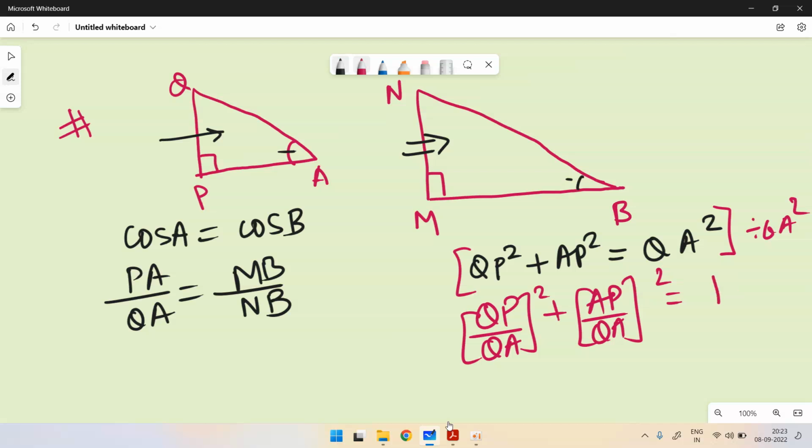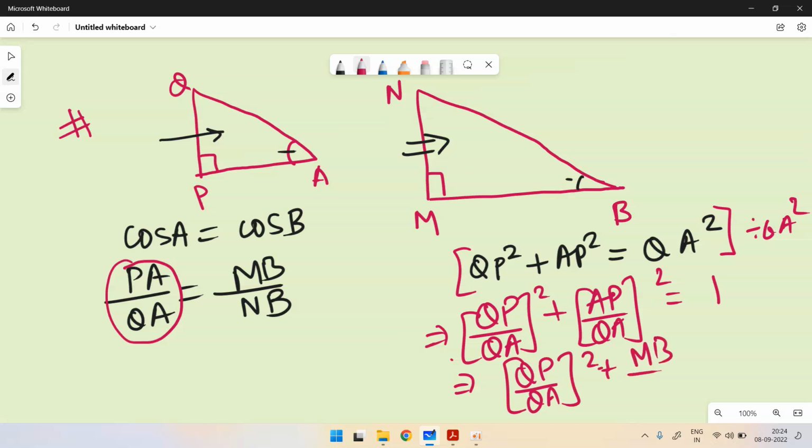Now from here, you can see that AP by QA is MB by NB. So I can write it as QP by QA whole square plus, instead of AP by QA, I am writing MB by NB whole square equals 1. Let's suppose this is my first equation.